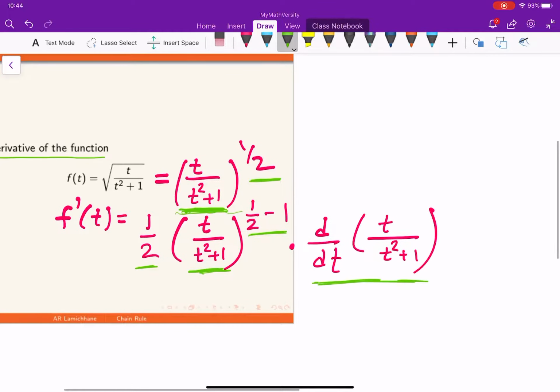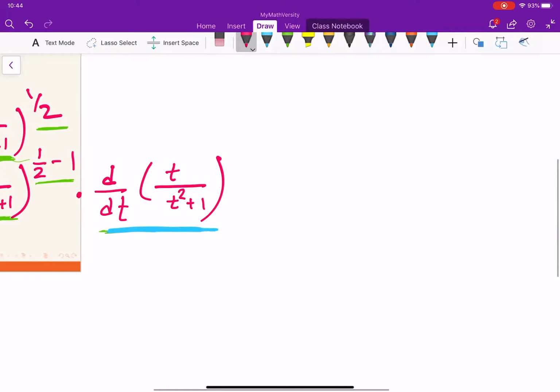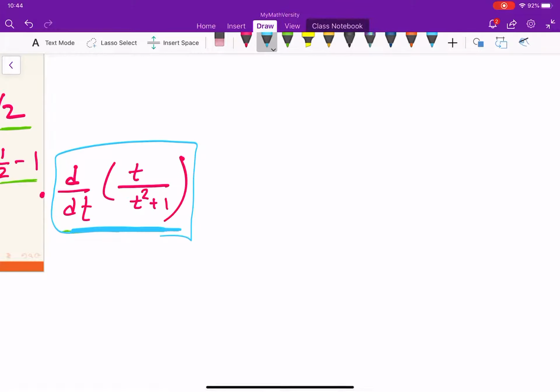We are done in the sense that we applied the generalized power rule, but still here is the differentiation. We need to do it, right? We need to complete that. Then only we'll get the actual derivative of the function. So let's do that then. Okay, so let's focus for a moment. What is the derivative of this one, t over t square plus 1, because that's the only thing left over here, right? How do we find the derivative of t over t square plus 1?